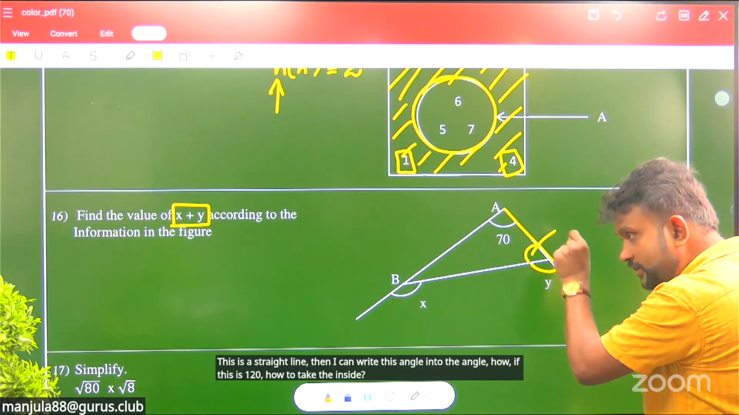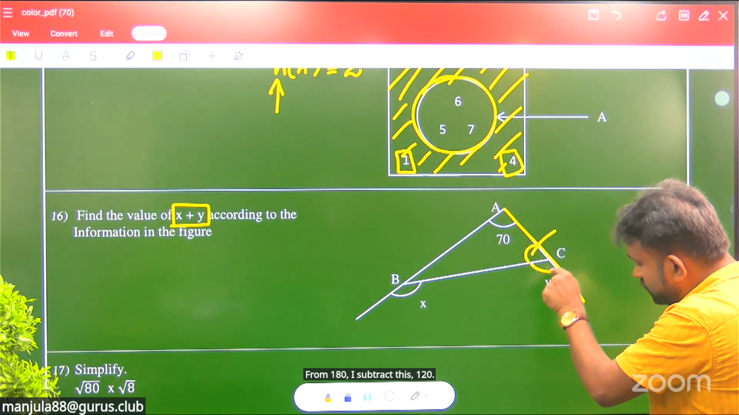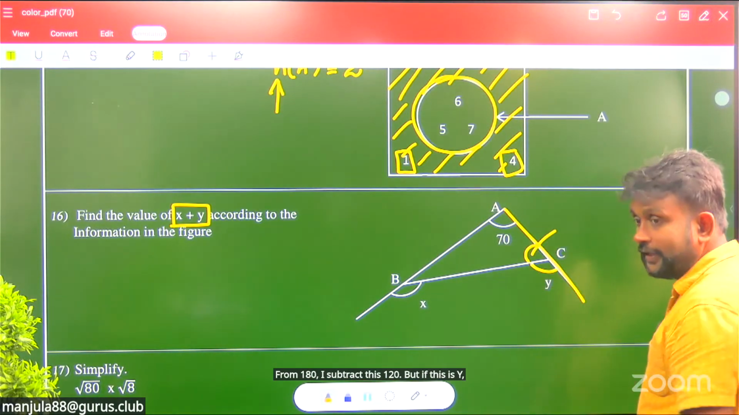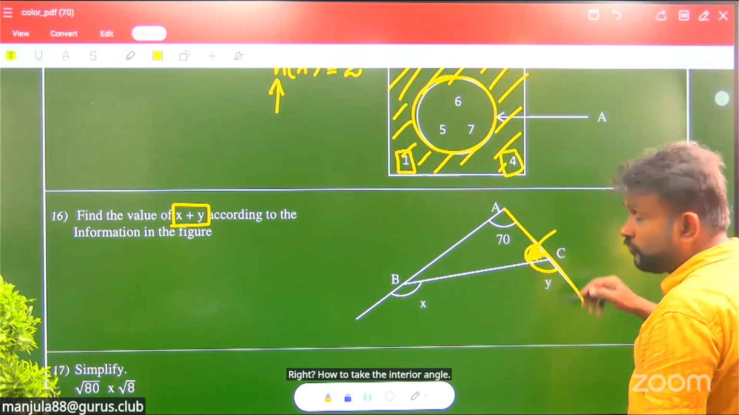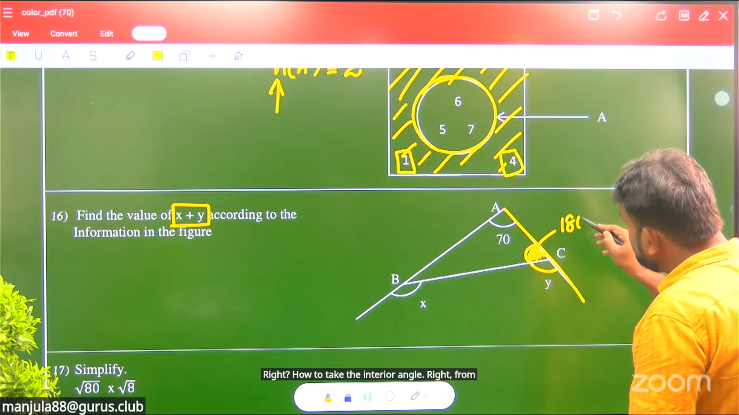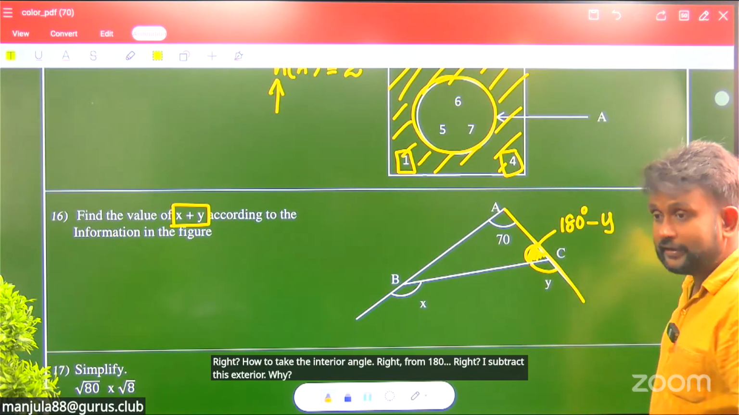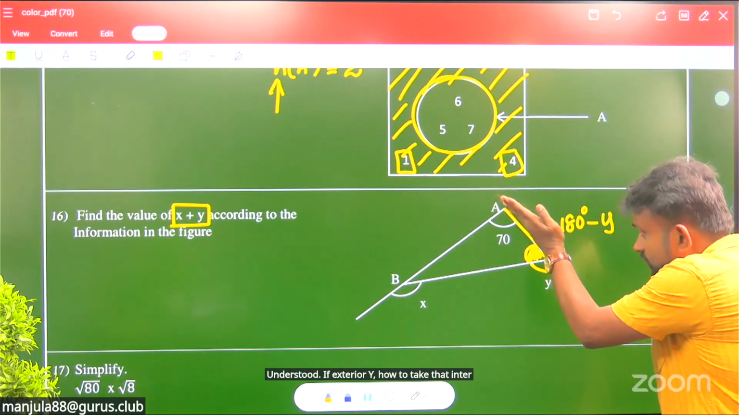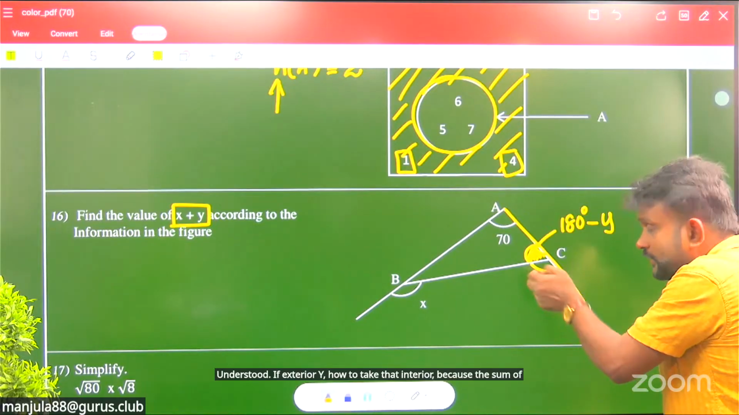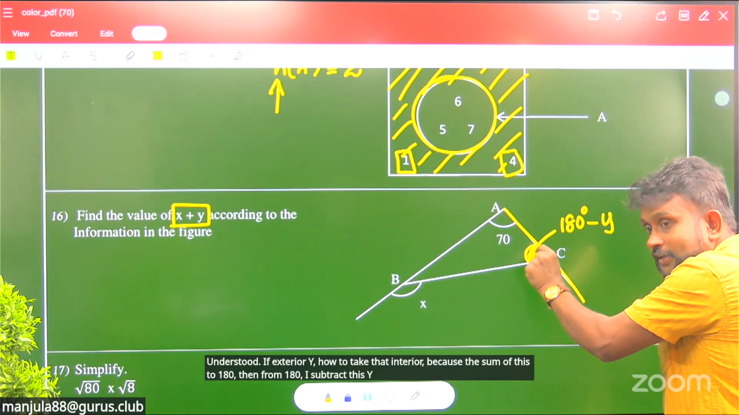From 180 I subtract this 120. But if this is y, how to take the interior angle? Right, from 180, I subtract this exterior y. Understood? If exterior is y, how to take that interior? Because the sum of these two is 180, from 180 I subtract this y. Then the interior angle is given. Fine.